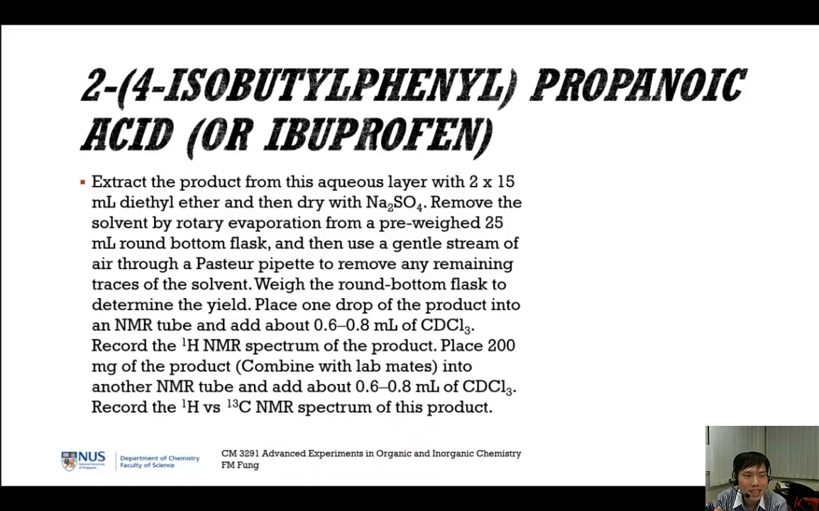Still here. Then, to this aqueous layer, you extract again using ether, and after that you dry with sodium sulfate. So this is like the final part. So go through these 2 parts again and do not be confused. Okay. Remove the solvent by rotovap to get a product, and of course pre-weigh it first. After that you pass a gentle stream of air, okay, to remove the last trace of the solvent.